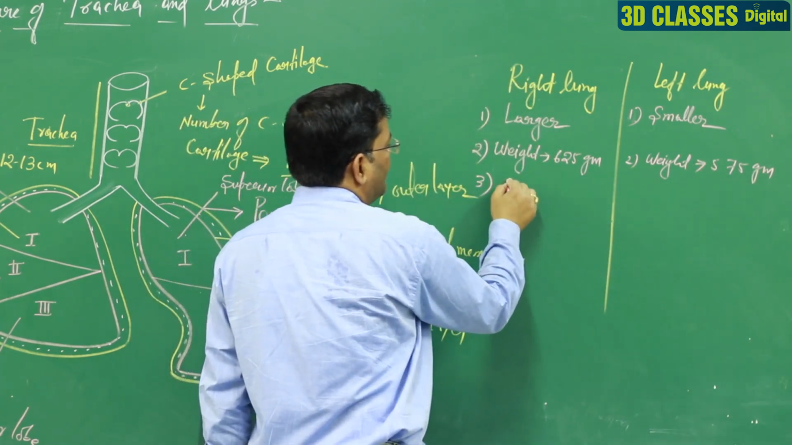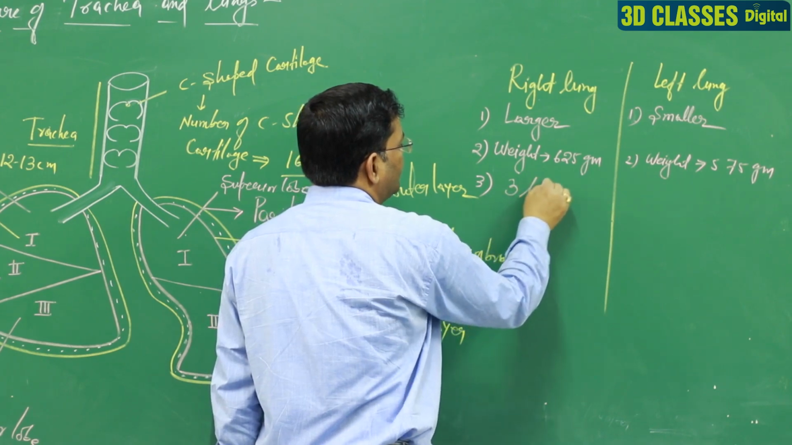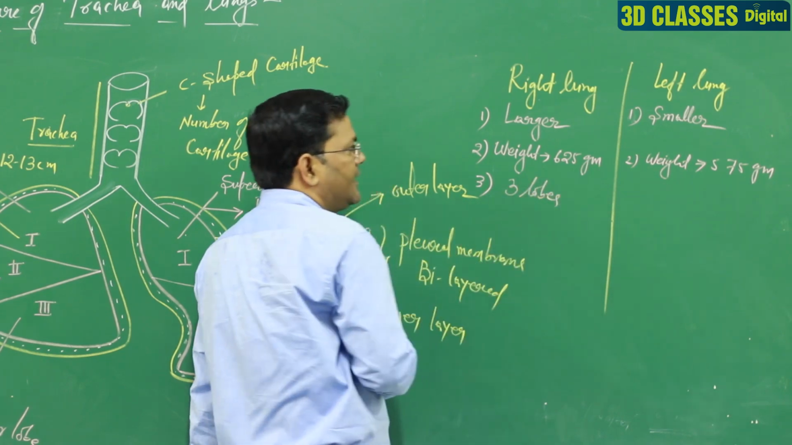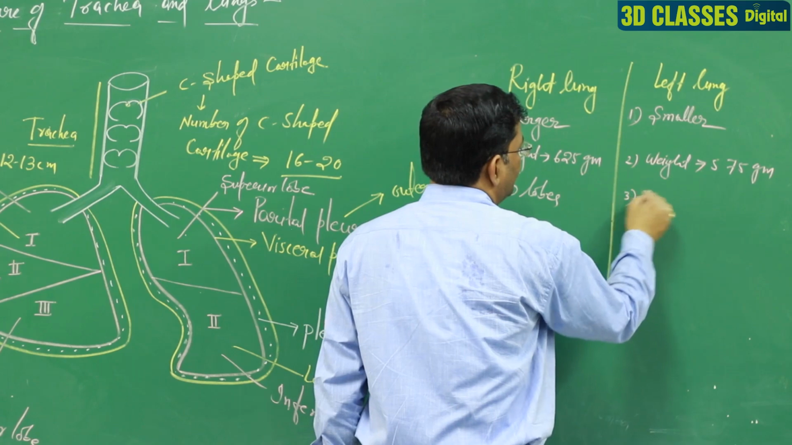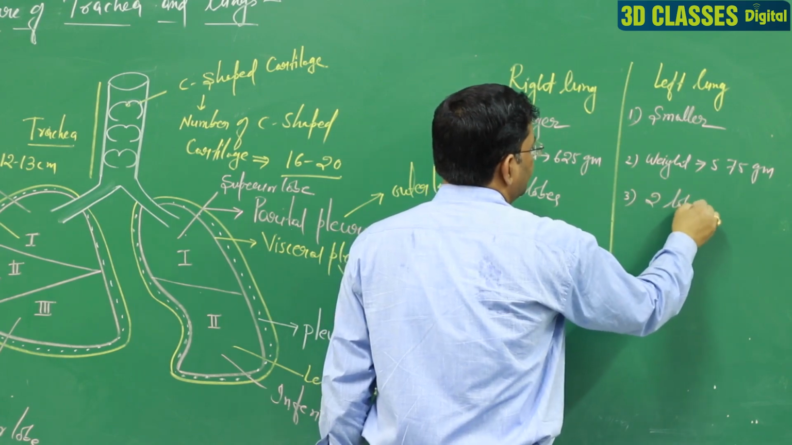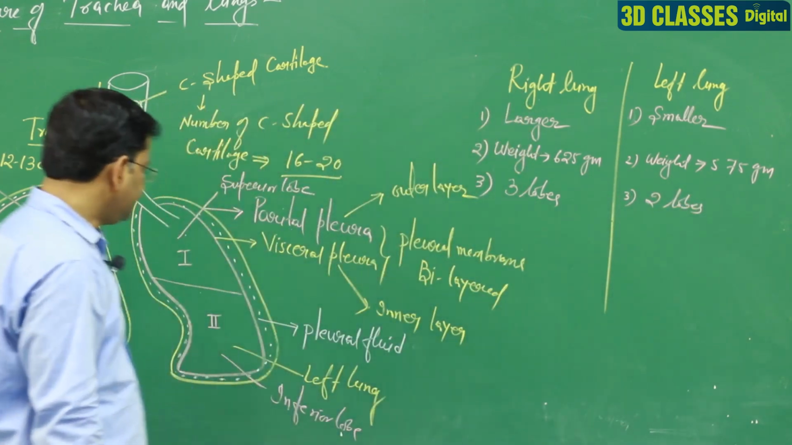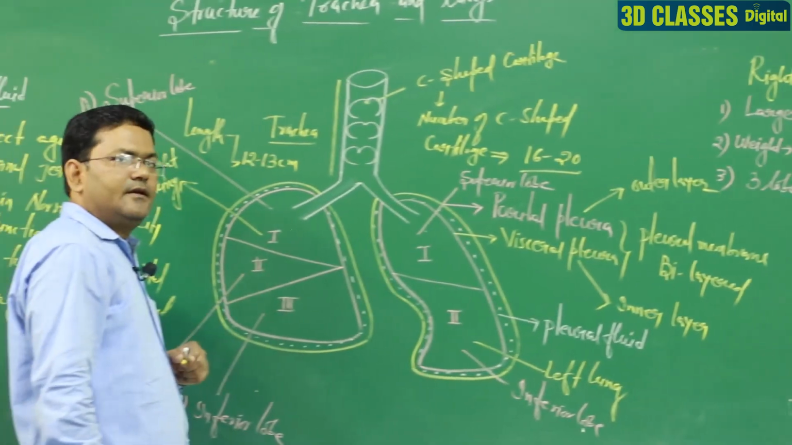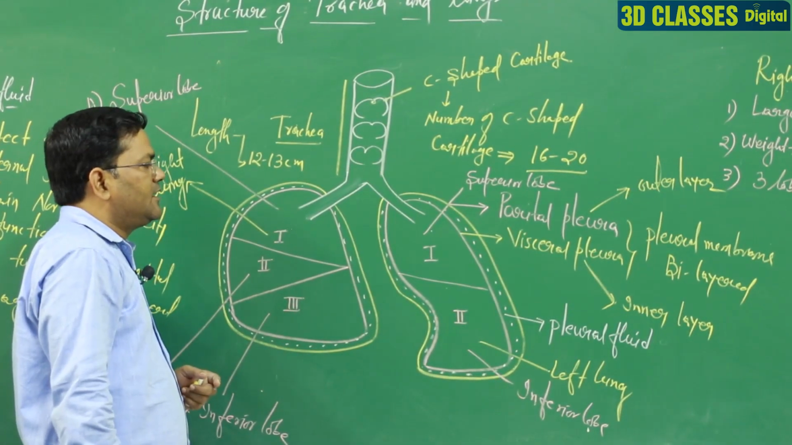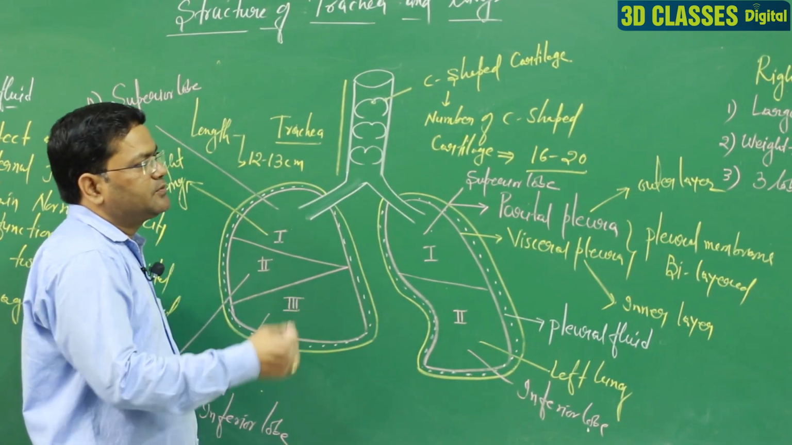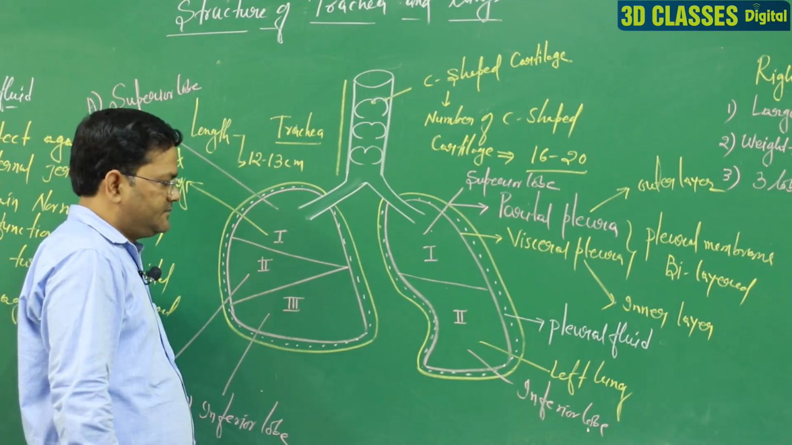Third point, right lung is formed with the help of 3 lobes and left lung is formed with the help of 2 lobes. That means this is 1, 2 and 3. 3 lobes present in right lung and 1 and 2, 2 lobes present in left lung.